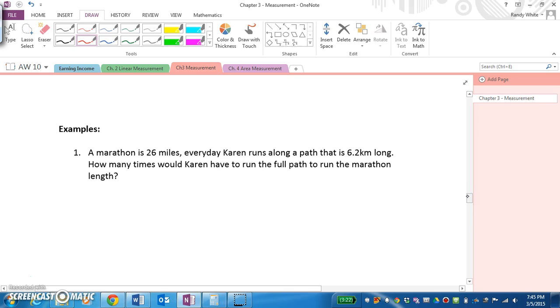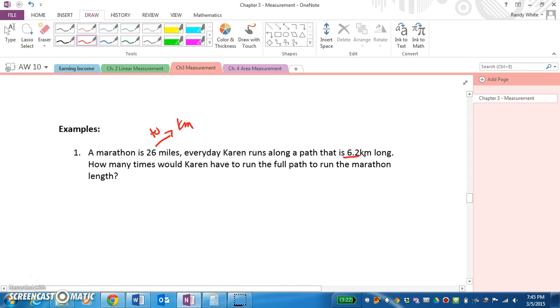So I've got a marathon runner. Usually a marathon is about 26 miles. So Karen runs a certain path every day that's 6.2 kilometers long. How many times would she have to run that path to be equal to a marathon? I've got a couple of choices here. I could convert this to kilometers and then divide by the 6.2 to see how many times you'd have to run it.